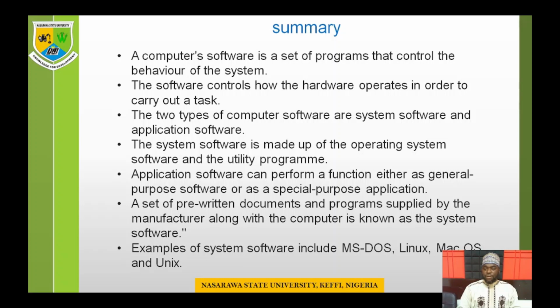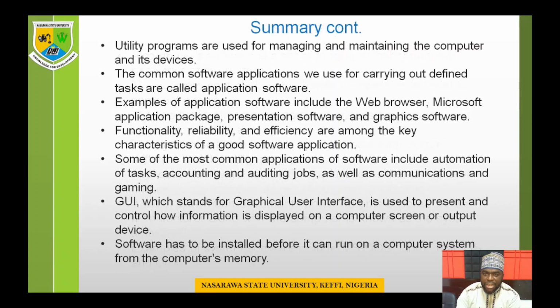Application software can perform functions either as general purpose software or as specific purpose software. A set of pre-written documents and programs supplied by the manufacturer along with the computer is known as system software. Examples of system software include MS-DOS, Linux, Mac operating system, and Unix. Utility programs are programs used for managing and maintaining the computer and its devices, such as the antivirus, that protects your computer against attack.